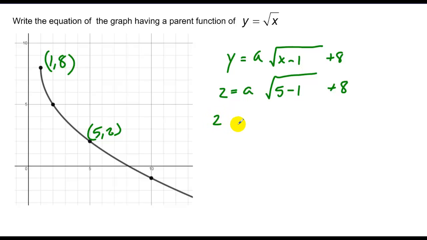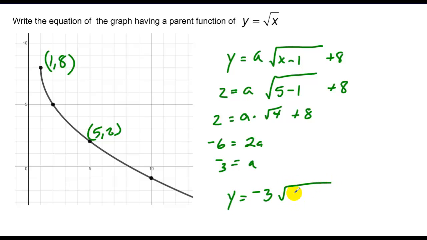You notice this gives me a square root of 4 plus 8. Bring the 8 over, that's a -6, equals 2a, and a equals -3. Therefore y equals -3 root x minus 1 plus 8. That'll get it done.